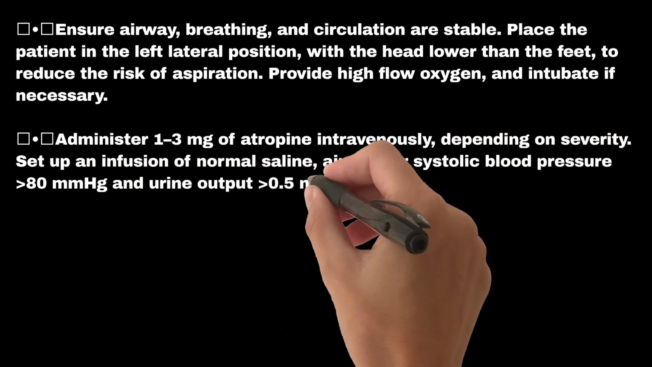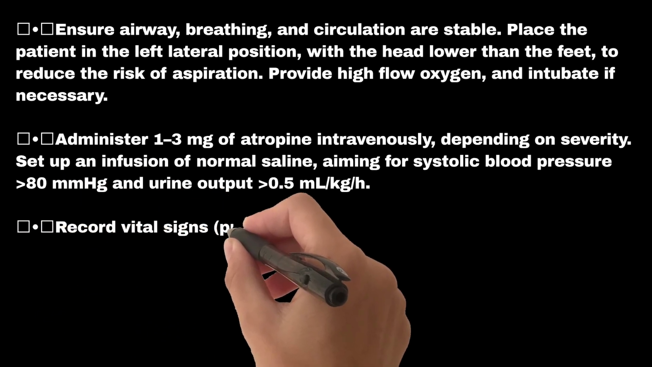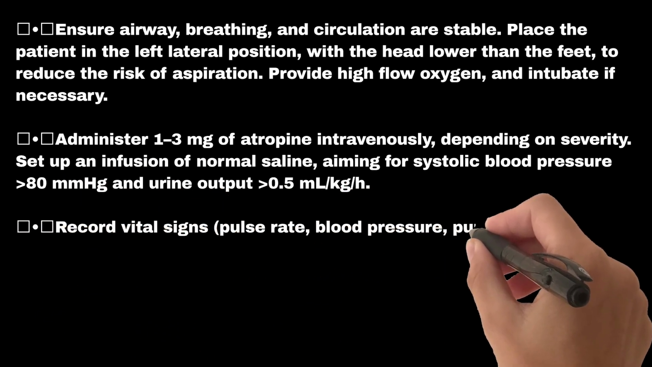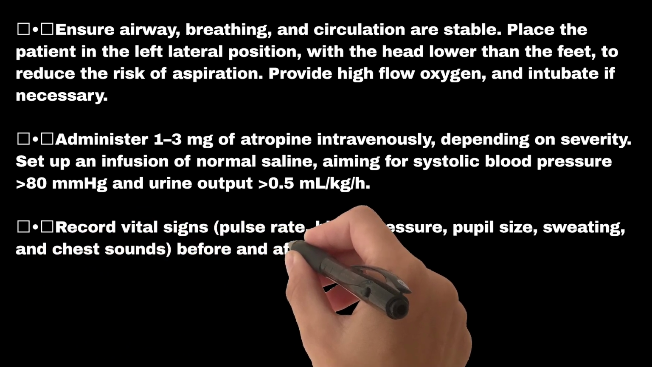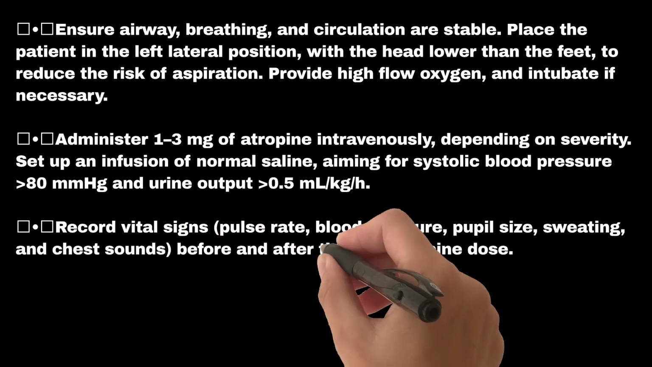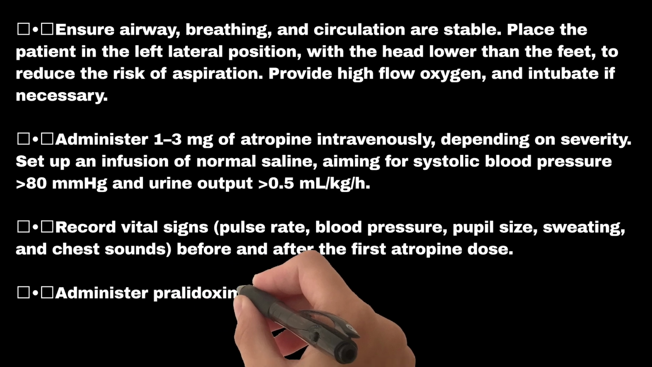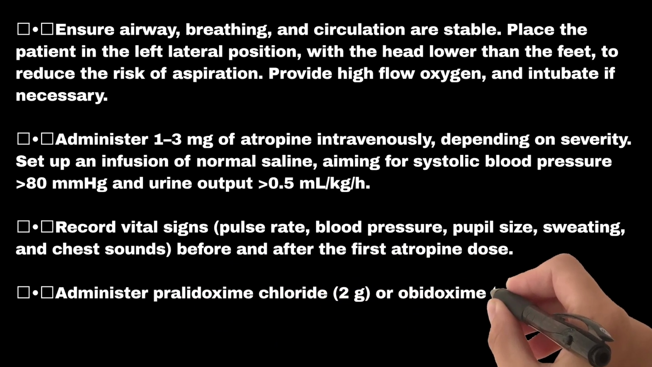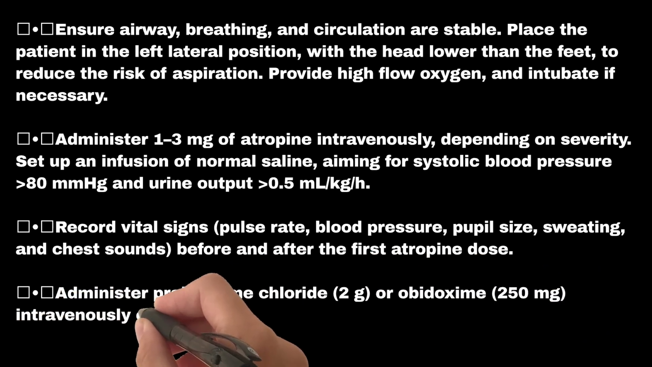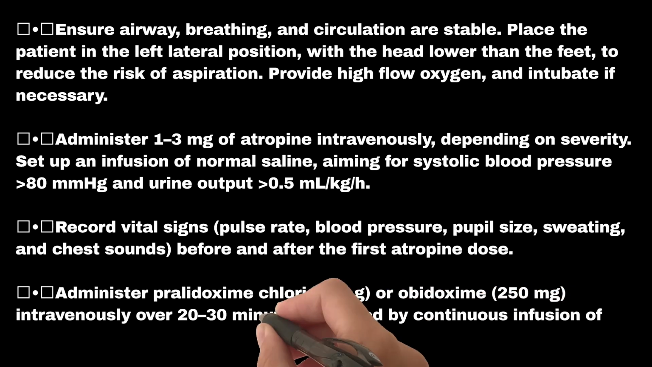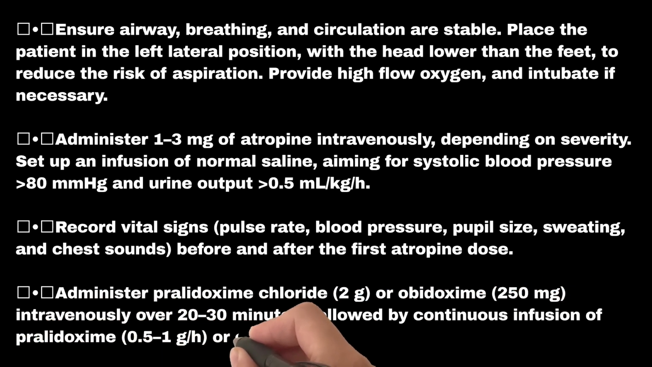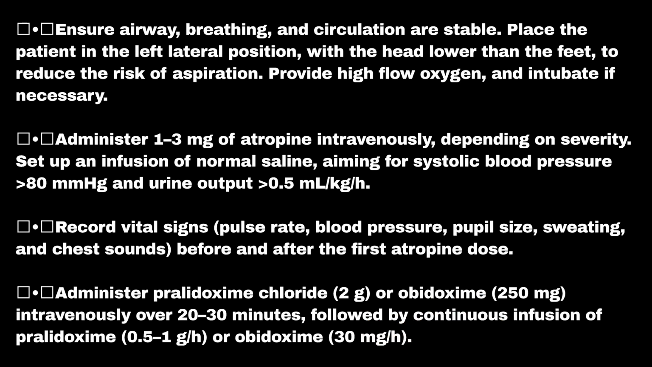Record vital signs, pulse rate, blood pressure, pupil size, sweating, and chest sounds, before and after the first atropine dose. Administer pralidoxime chloride, 2 grams, or obidoxime, 250 mg, intravenously over 20 to 30 minutes, followed by continuous infusion of pralidoxime, 0.5 to 1 gram per hour, or obidoxime, 30 mg per hour.